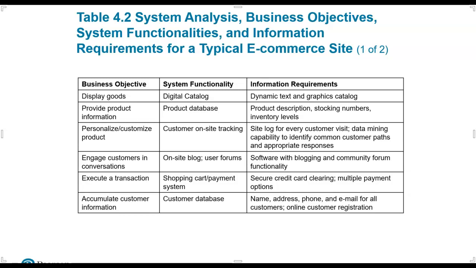So this is something, I won't read this to you because you can read it for yourself, and our text is a really good description of this. But you can see a business objective, let's recap, is what you want your business to accomplish. A system functionality is what the system, the presence that you've built, has to do to be able to accomplish the business objective. And the information requirements are what kinds of information, theoretically, could be something that's automatically generated, or it's something that a person has to put onto the site. What kind of information is required?